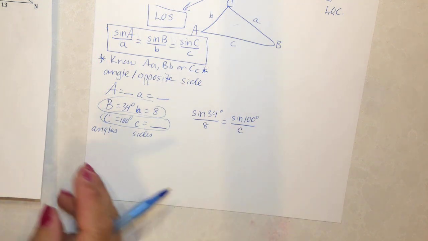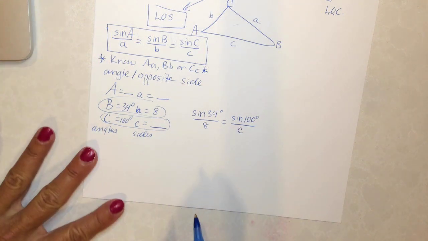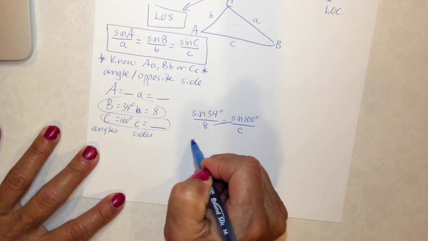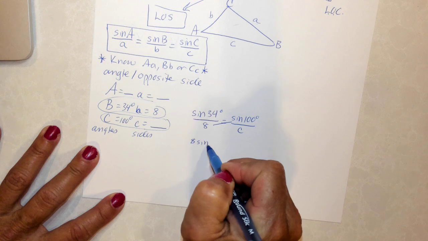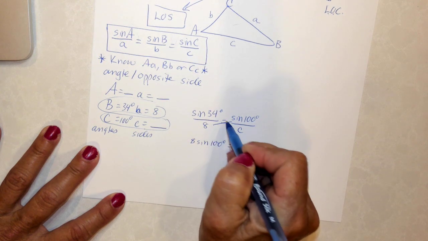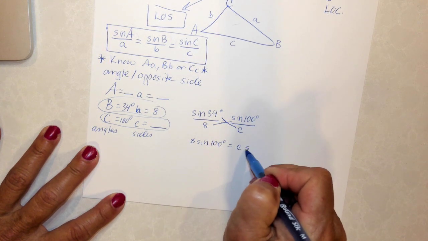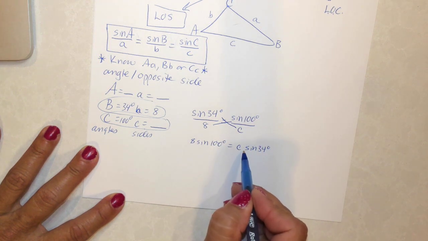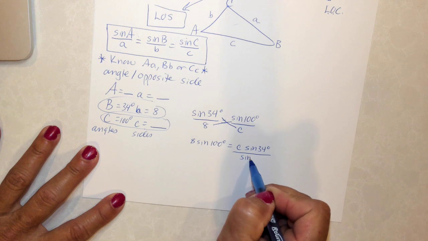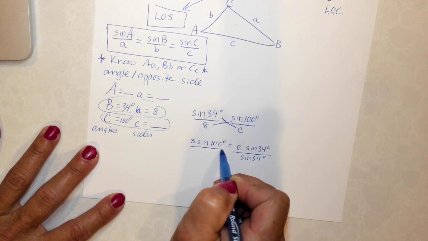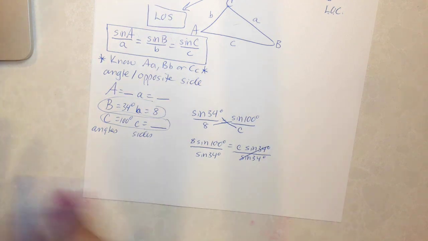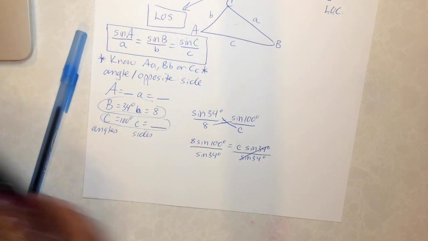And now this, you should start to look at and think, okay, I could probably cross multiply that, which you can do. So we're going to do that. We're going to take 8 times the sine of 100 and make that equal to c times the sine of 34. But since I want c alone, I'm going to divide that sine of 34 over to the other side. And depending on how comfortable you are with cross multiplying, you might do that all in one fell swoop. So I grab my calculator.